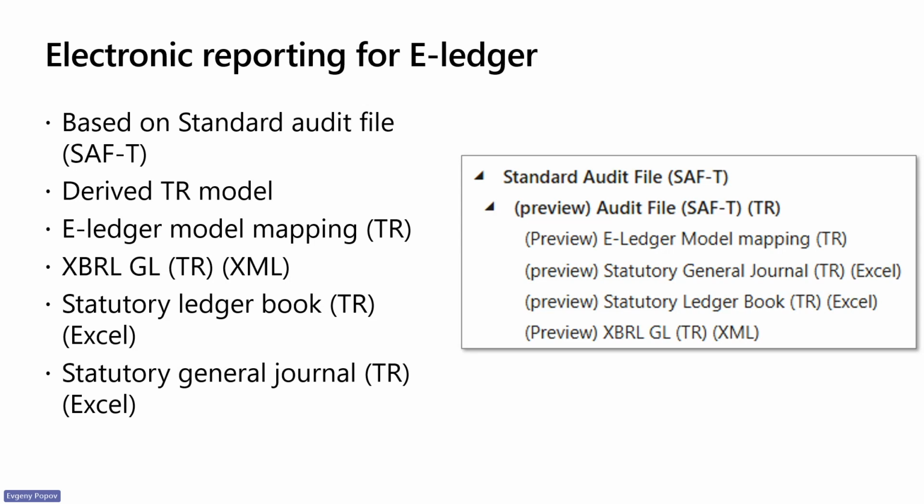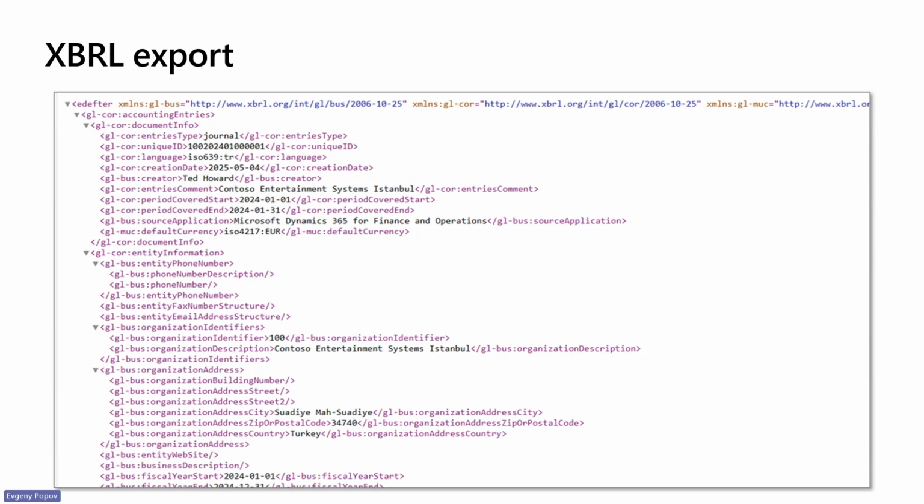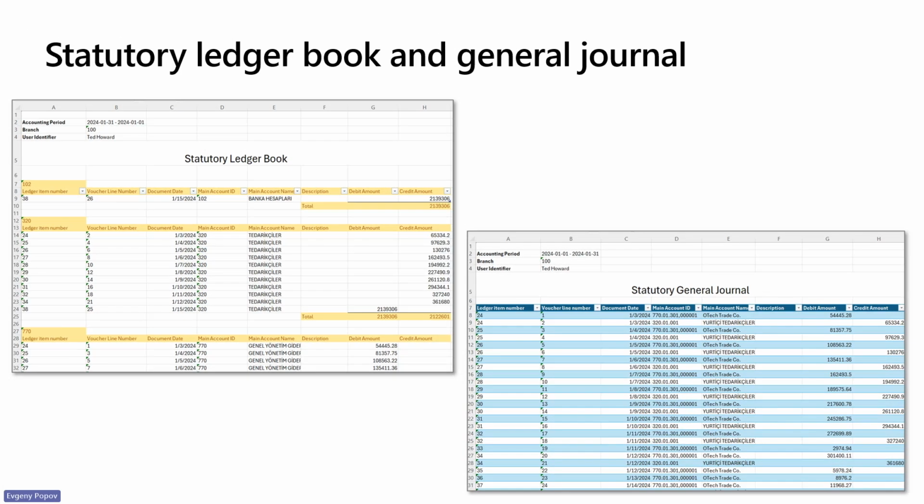And finally, the e-ledger formats include the XBRL format and two Excel formats for statutory ledger book and statutory general journal. Here you can see a screenshot of the contents of the XBRL e-ledger file for Turkey, and also printed books. So the printed statutory ledger book lists main accounts of the ledger chart of accounts and transactions per main account, while the statutory general journal groups records per journal item number.